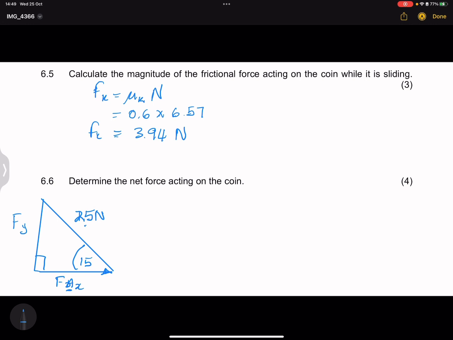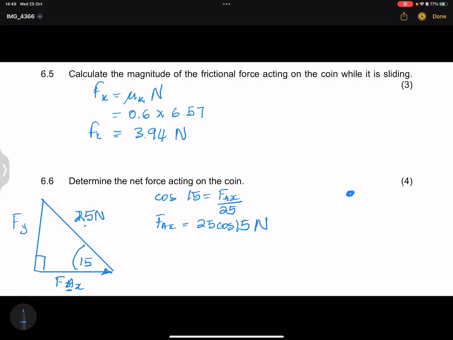So to get FAX, let's write it out in full, which means the cos of 15 is going to be adjacent, which is FAX, over hypotenuse, which is 25. So FAX is equal to 25 cos 15. Now, ladies and gents, I'm not going to work it out at the moment. So this is the value of our component of the force.